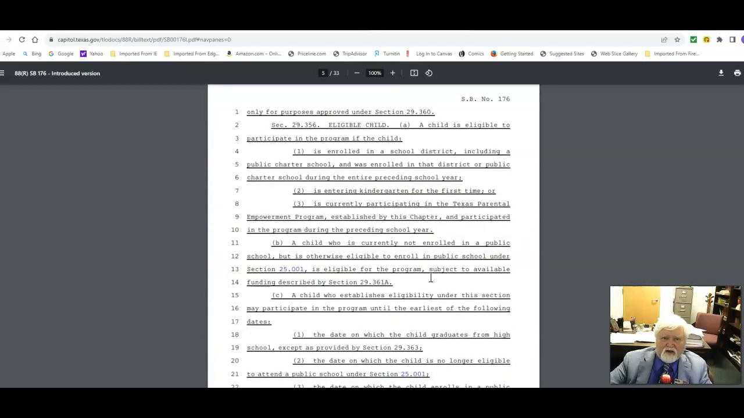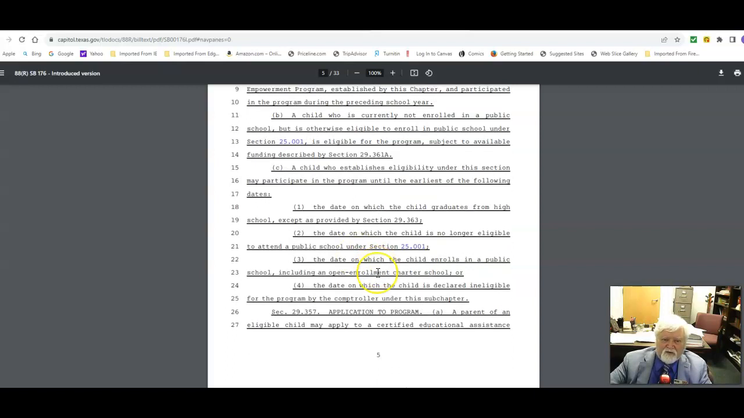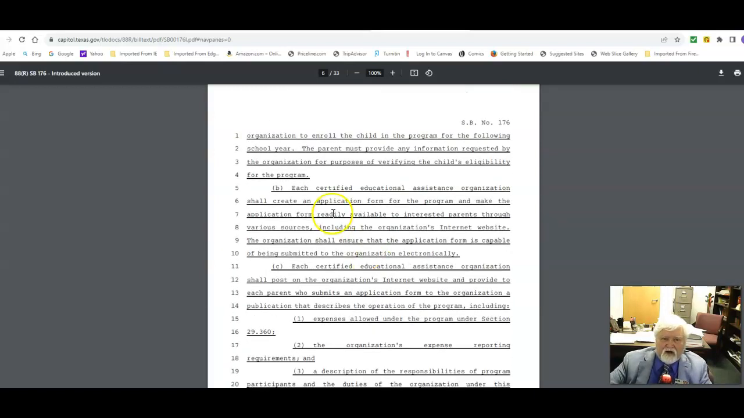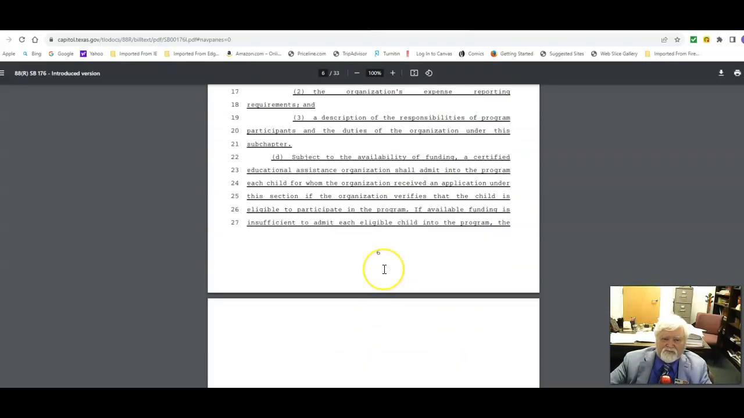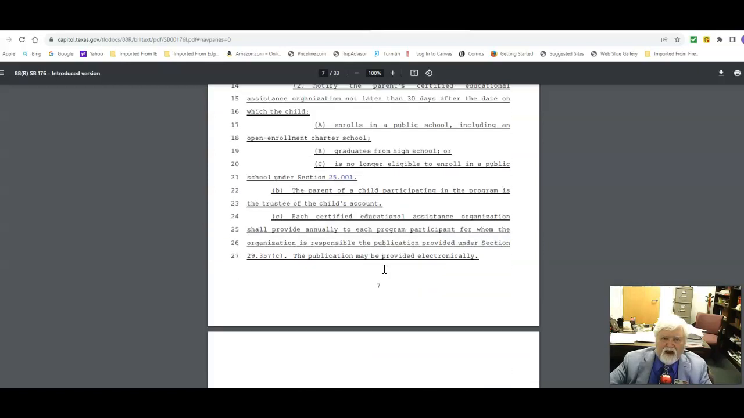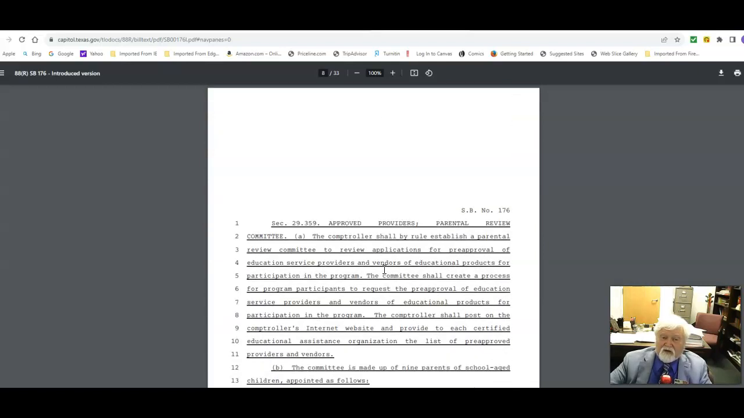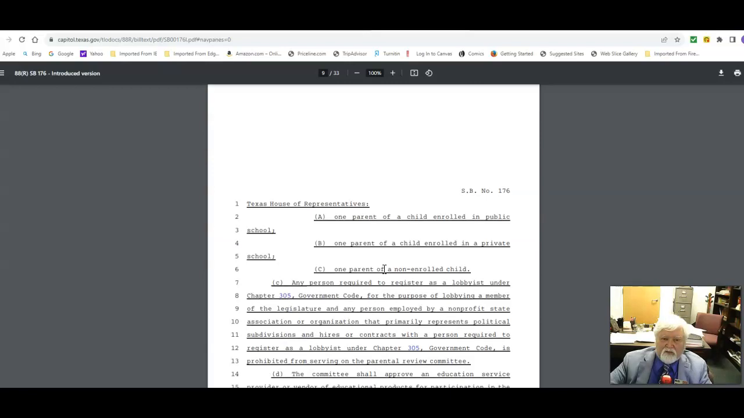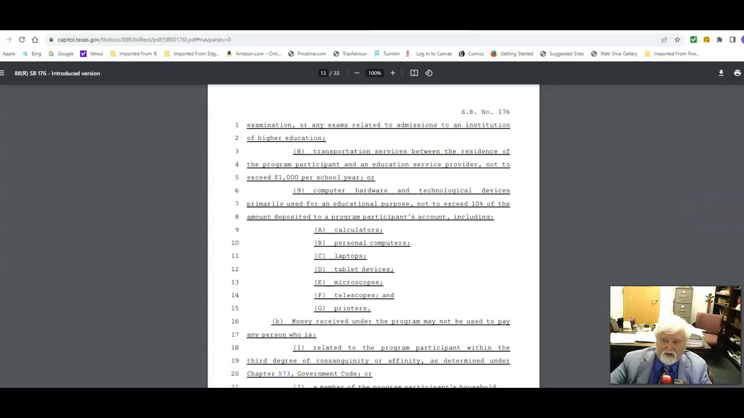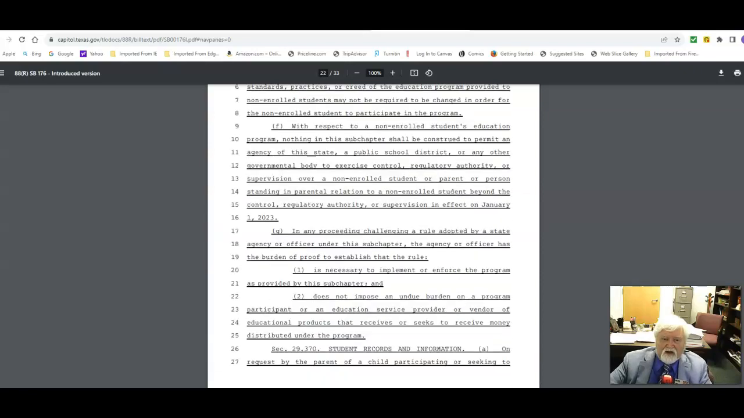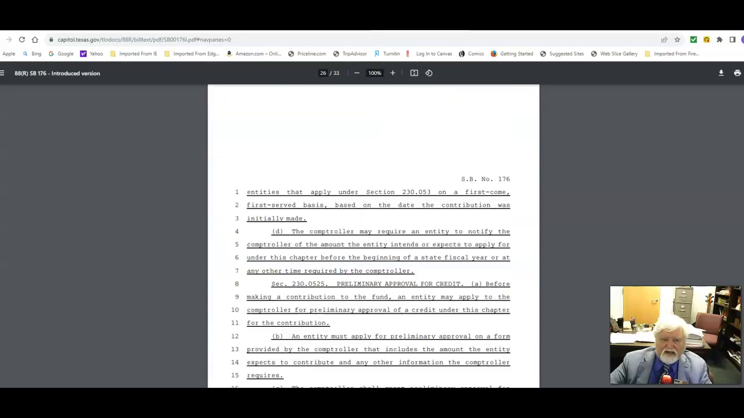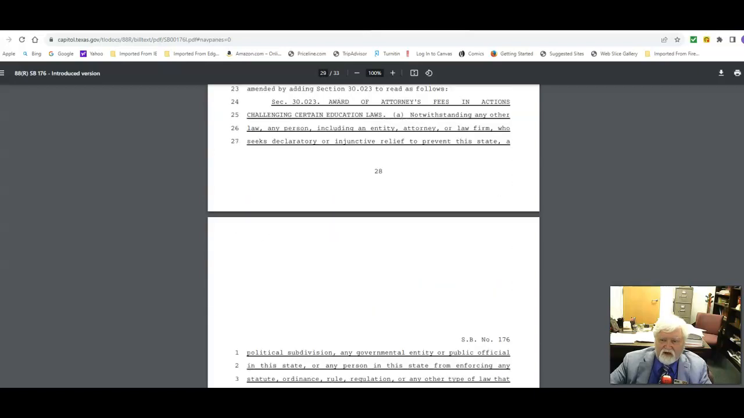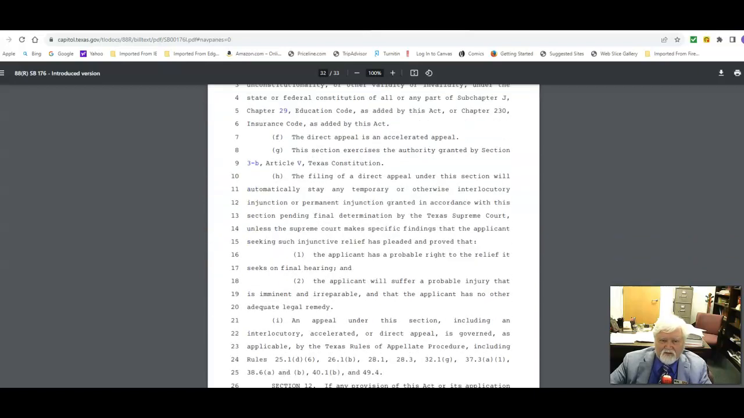But part of what it does, it says that any child is eligible to participate if the child is... It tells you who's eligible for it. And it talks about how each certified educational assistance organization shall create an application form. And then it goes on and talks about other aspects of it. And it talks about the trustee of an account, because an account being set up is what the topic looks at. You can see that it goes on. That's why I'm not going to read it to you. It goes on for some lengthy details. I'm just going to go down to the end of it if I can get to it smoothly here.